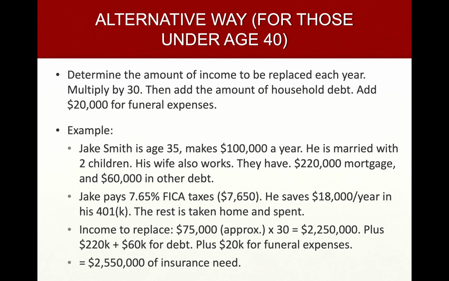That's a good amount. The income that he needs to replace is the $100,000 minus his FICA taxes minus his 401k contributions. So basically, that's about $75,000, and then you multiply that times 30. Then you add the debt, and you add funeral expenses, and you come up with $2,550,000. And if I were to go to a client, I'd say your insurance need in this case is $2.5 million.